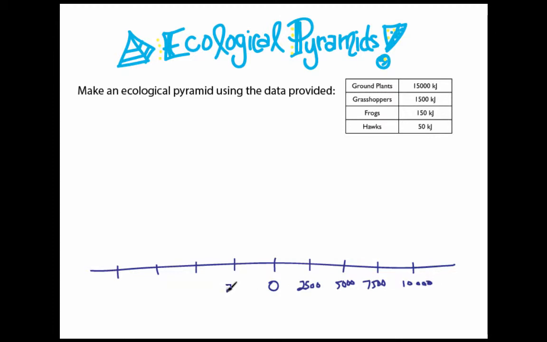And I'm going to repeat the same thing on the other side. So 2,500, 5,000, 7,500, and then 10,000. My title at the bottom would be kilojoules. And if you recall, that is a unit for energy.